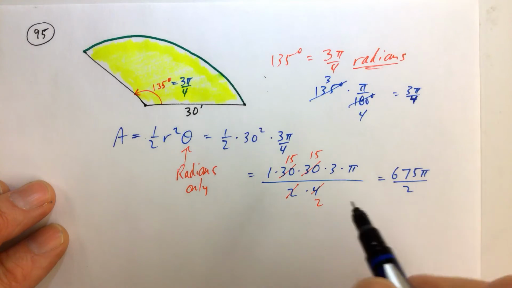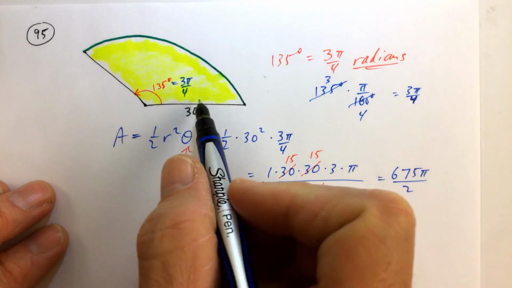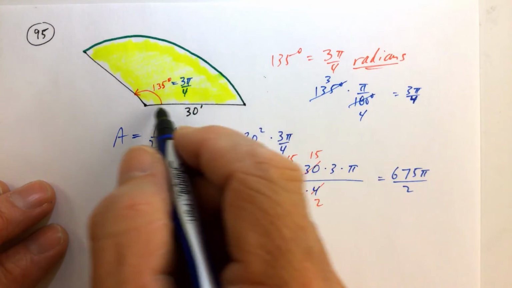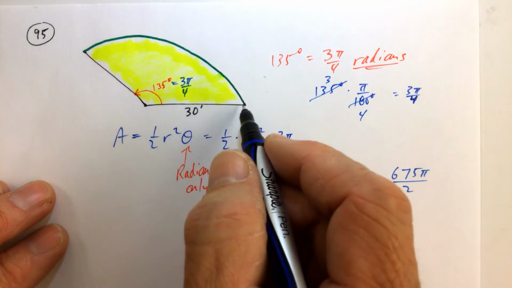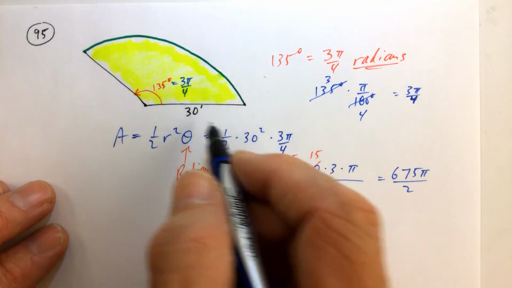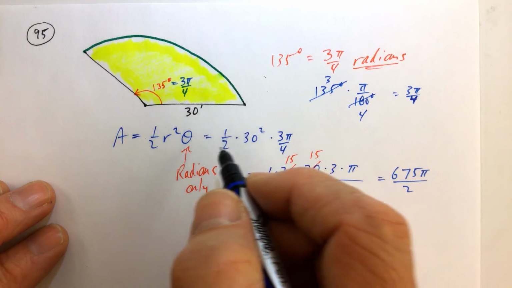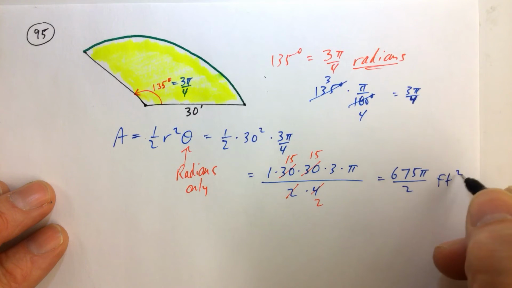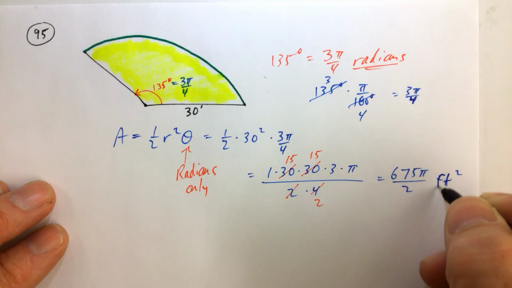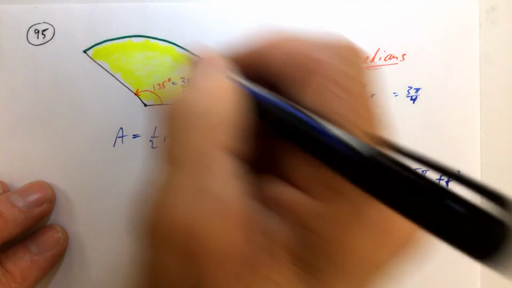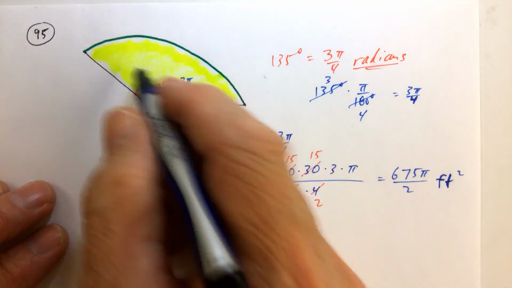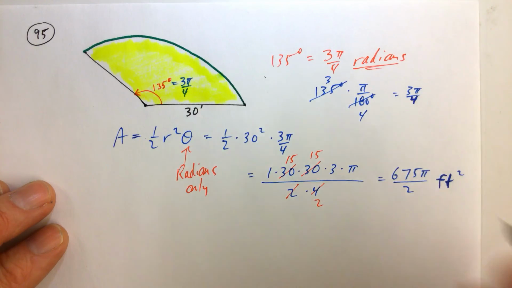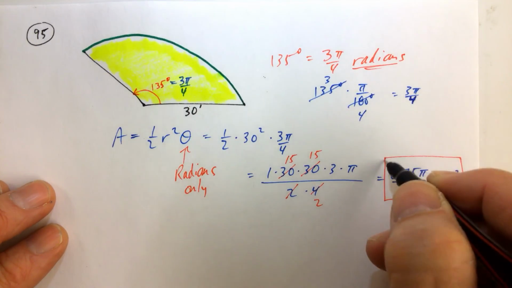So that's the area. And the length of the radius of this little sector here is 30 feet. So the area then would be 675 pi over 2 square feet. I always want you to ask yourself, are you dealing with linear measure? That would be feet only. So the arc length would be in feet, but the area of the sector would be in square feet. And that's it.